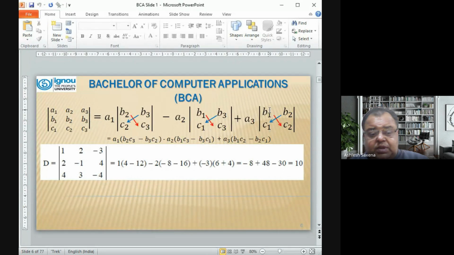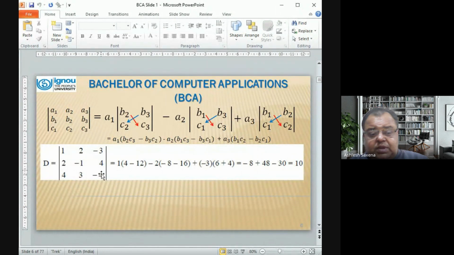Now, the next step is to write this A1 bracket. Multiplication diagonally cross: B2 into C3 minus B3 C2. Close this bracket. Minus of A2, bracket, diagonal multiplication: B1 C3 minus B3 C1. Bracket close. Plus A3, bracket, B1 C2 minus B2 C1. Okay, this is what you have got.